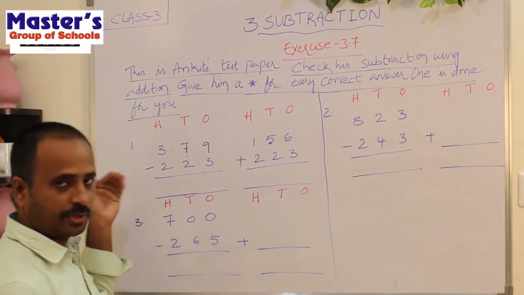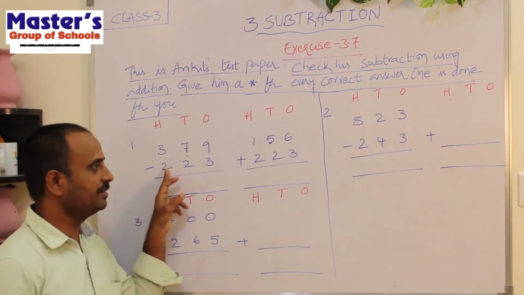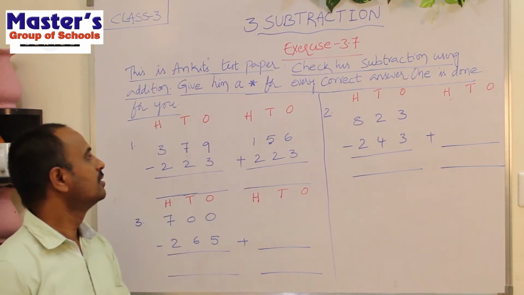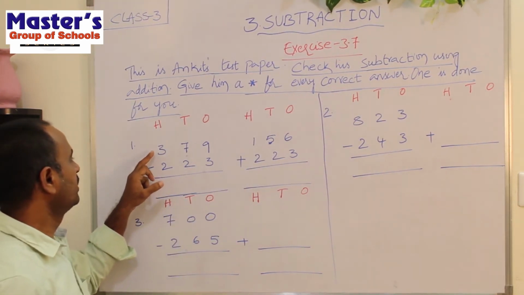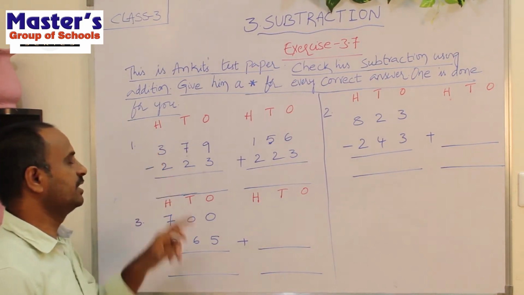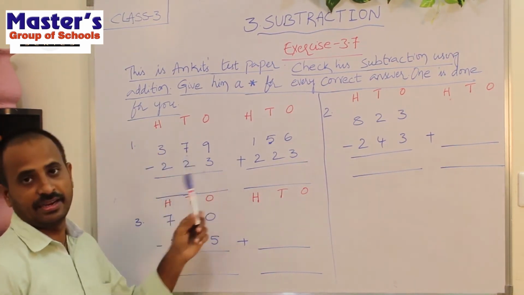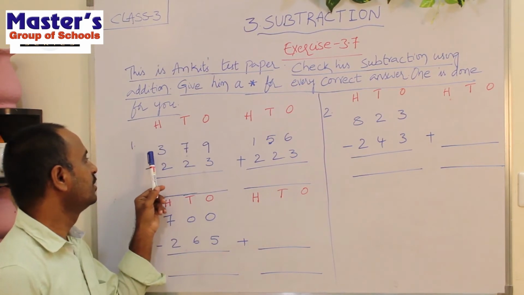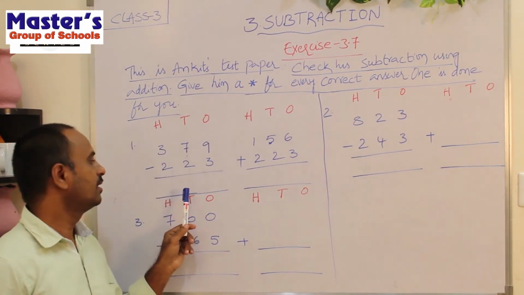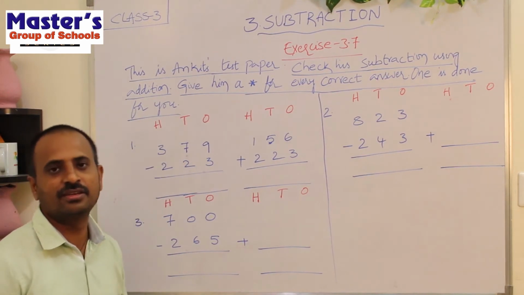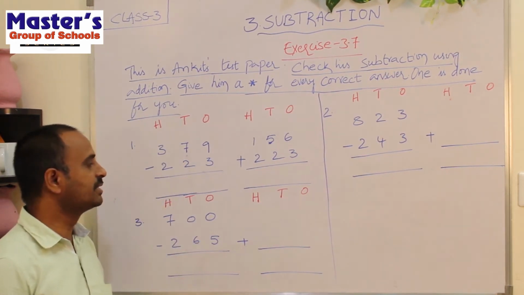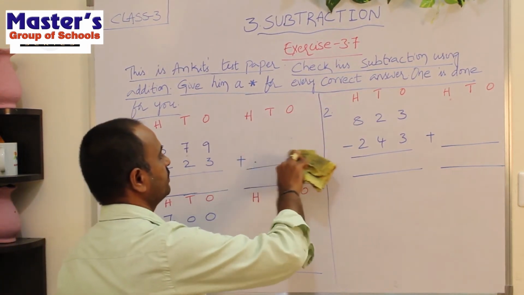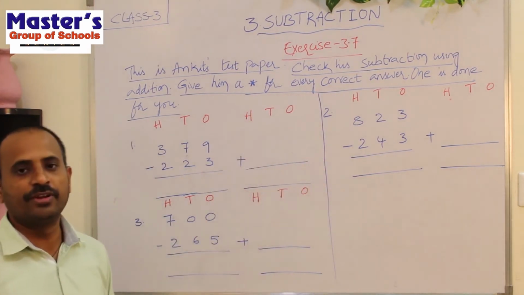So now let us see the first problem. A subtraction is given, and how to check his answer is also given in the first problem as an example. Here he has taken two numbers. The first number is 379 and the second number is 223. So these are the two numbers. Now we have to subtract these two numbers. Then we will get a difference, an answer, and we can verify that answer by using simple addition. So let us see how to verify our answer.